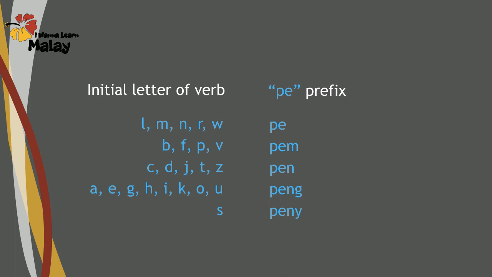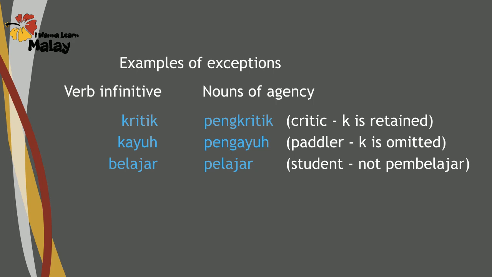But there are always exceptions. For example, the verb kritik means to criticize, but a critic is pengkritik. So the K is retained in this case, but in other cases like kayuh, which means to paddle, a paddler or an oar is pengayuh, whereby the K is dropped. So it's different from pengkritik, where the K is retained.